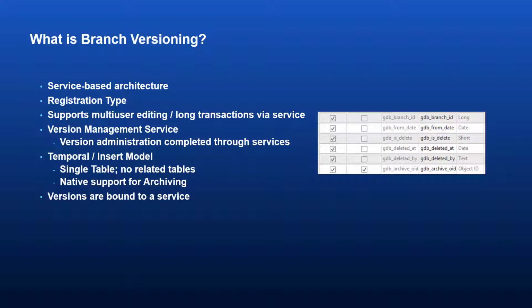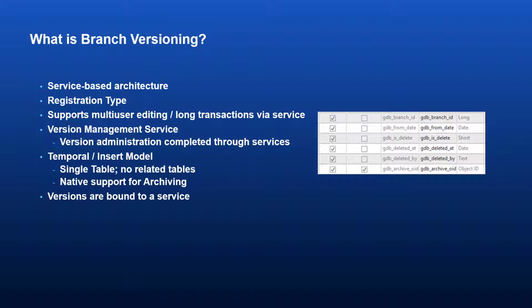Most of the version administration is completed through the version management service, which is created while publishing your data to an enterprise portal. Although both branch versioning and traditional versioning manage their versions through a series of system tables, both do so differently. Branch versioning follows a temporal insert-only model where all edits are maintained in a single table. Meanwhile, traditional versioning manages edits using delta tables and joins them with other system tables to determine how to represent the data within a given version.